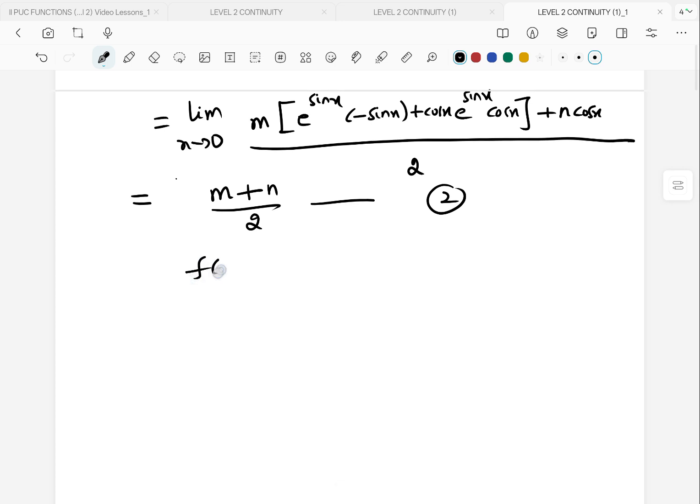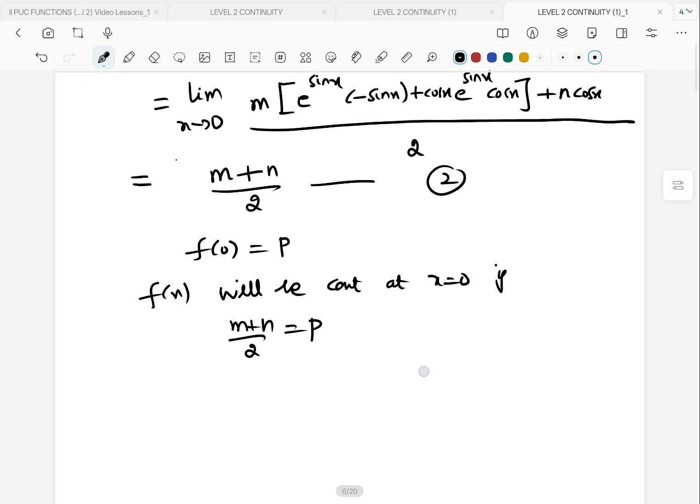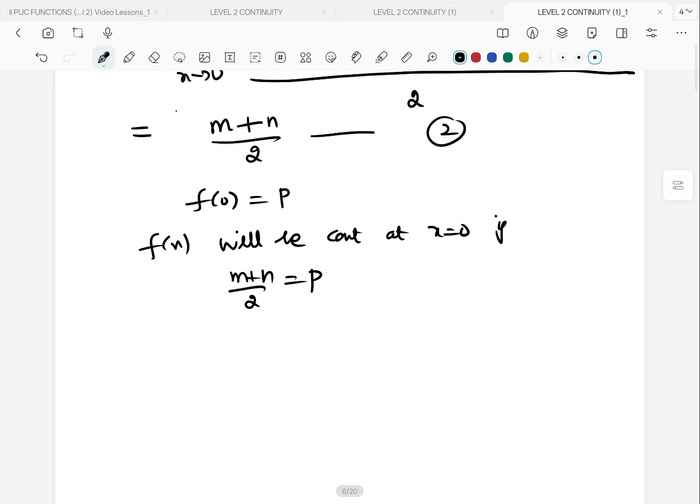Now f of 0 is given as p, right? So f of x will be continuous at x equal to 0 if m plus n by 2 equal to p. That is the condition for continuity of the function, which means that m plus n equal to 2p.